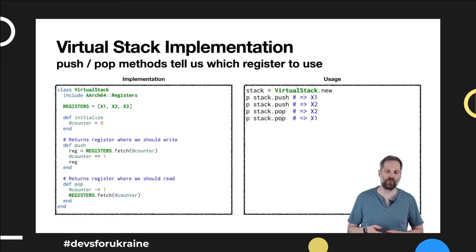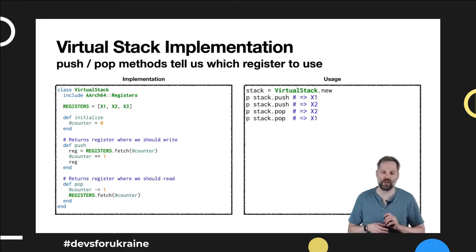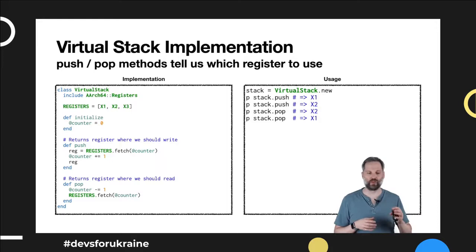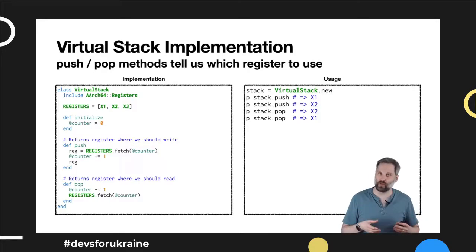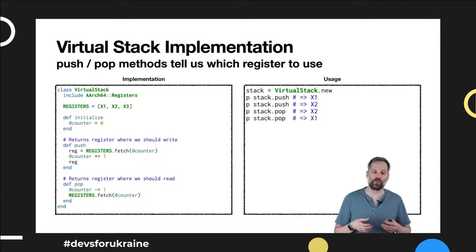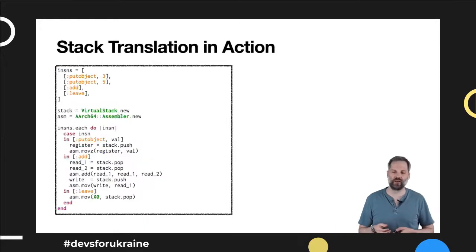So here's an example of using it. The stack helps us convert the pushes and pops of a stack into machine registers. On the left is the implementation, on the right is the usage. When we push a value onto the virtual stack, it tells us what register we should write to. And when we pop a value off of the virtual stack, it tells us what register we should read from. So we can see that in action.